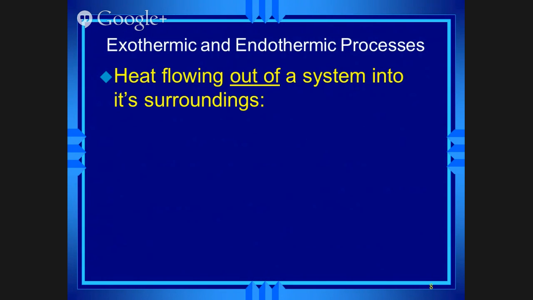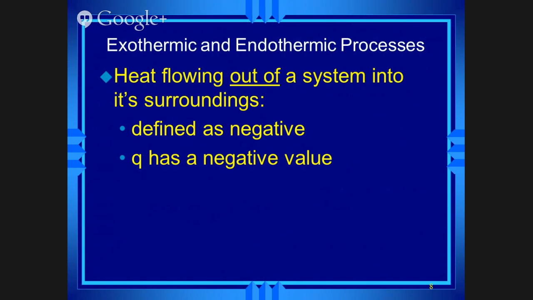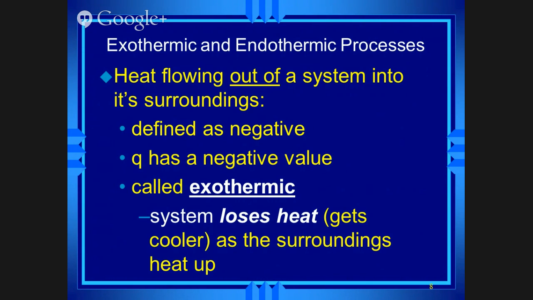Heat flowing out of a system into its surroundings is defined as negative. Q has a negative value. This is called exothermic. The system loses heat, but the surroundings heat up.